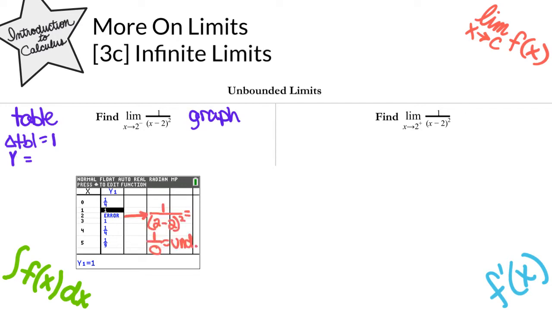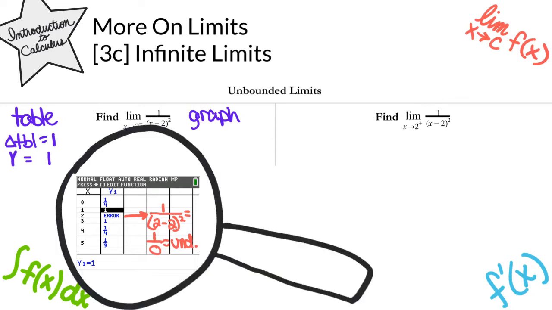But we're finding a limit from the left side and the right side. So x is approaching 2 from the left side. Well, let me go to x equals 1. I notice that the y value is 1. And then let's go to x equals 3. I notice that the y value is also 1. So I might be inclined to say that the limit is 1 because on either side, the value is 1. But we need to look closer.